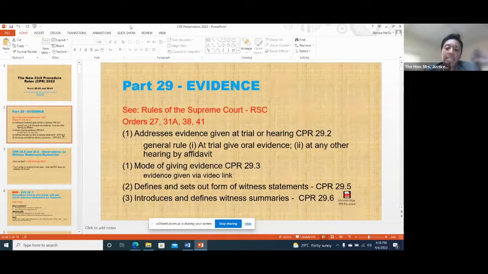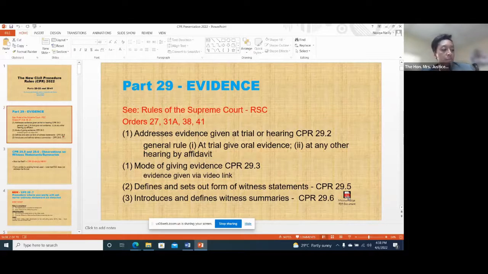In terms of witness statements and witness summaries, generally we are familiar with witness statements, and I believe the only reference to a witness statement might be in 31A in the case management provisions. However, the CPR has defined, at CPR 29.4, the requirement to serve a witness statement, and in fact defines a witness statement.